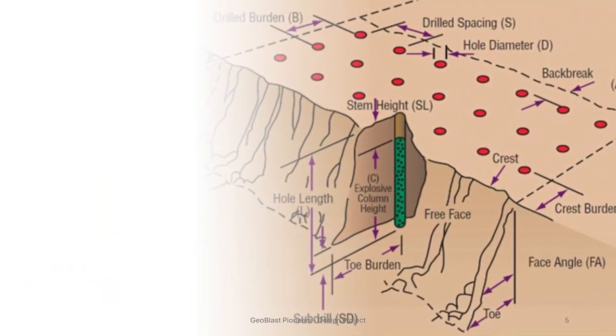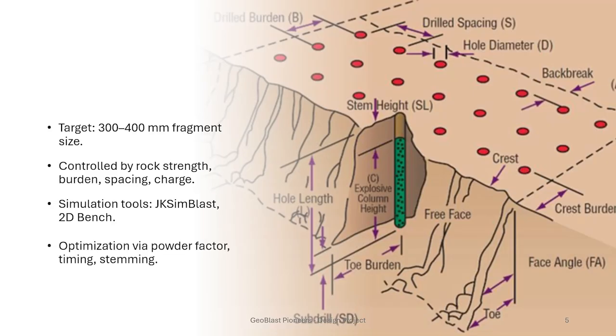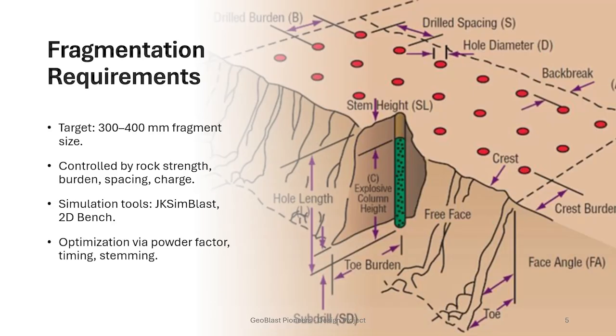Our target was a 300 to 400 millimeter fragment size to be used as riprap. Fragmentation quality depends on parameters like rock strength, burden, spacing, and charge per hole. We used JKSimBlast and 2D bench software to simulate different blast conditions, optimizing the powder factor, timing, and stemming to reach the ideal fragment size distribution.